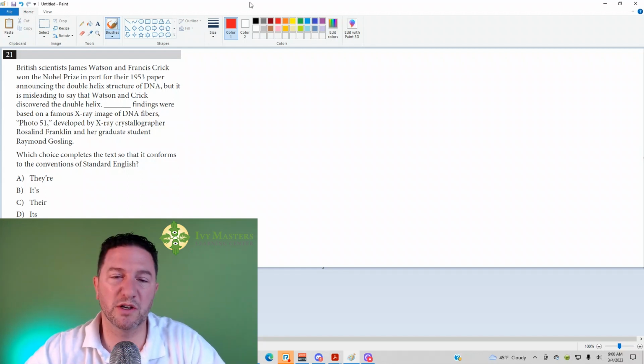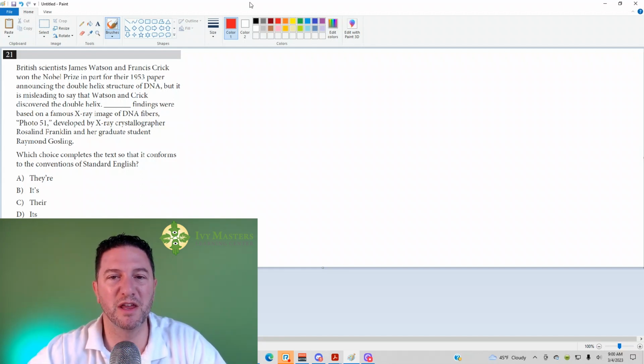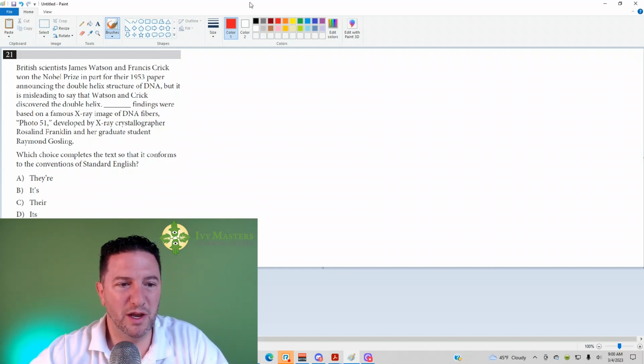This is the 21st question of the Linear Digital SAT Test 1, Module 1, Reading and Writing. And it's talking about Watson and Crick discovering the double helix. And then it says blank findings were based on X-ray images of DNA fibers.